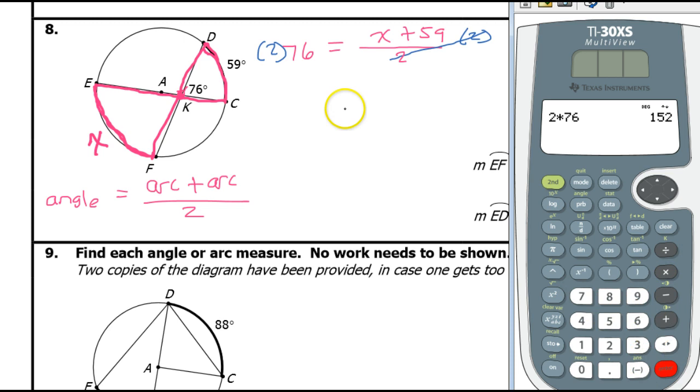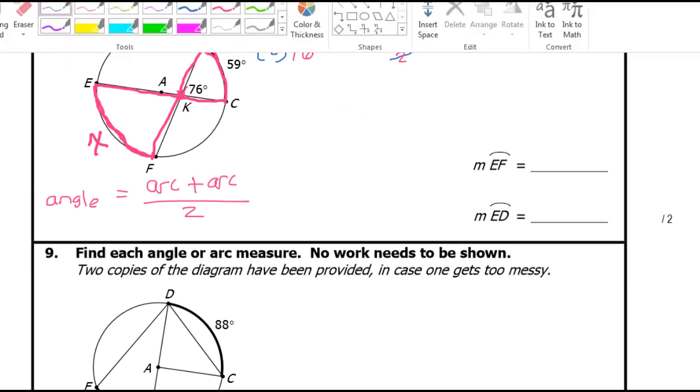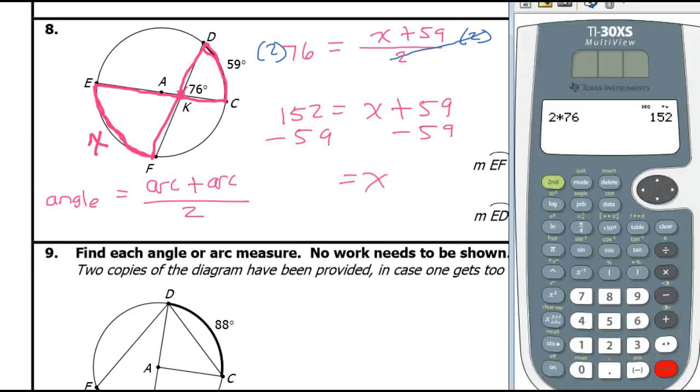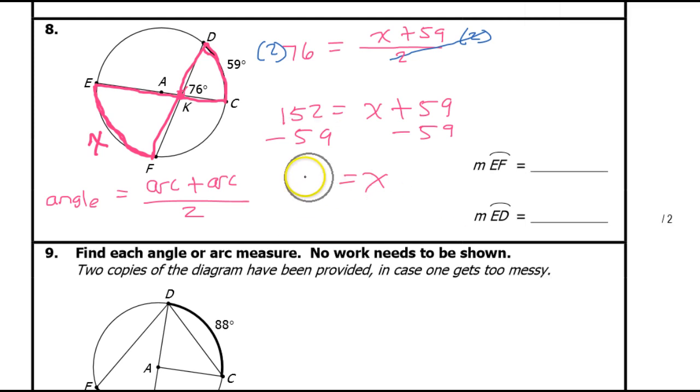All right, so that's 152. So we have 152 is equal to X plus 59, and then you just subtract 59 from both sides, of course. So that's 93. Okay, great. Now let's see what they asked us for. See if we have it or not.